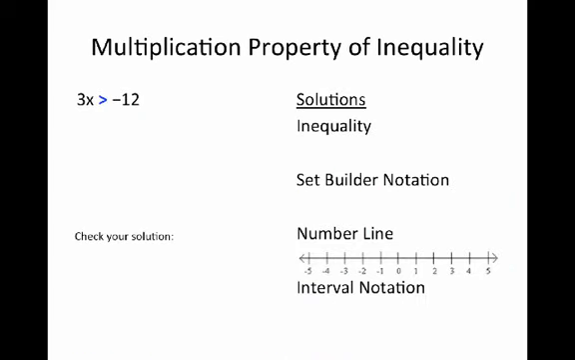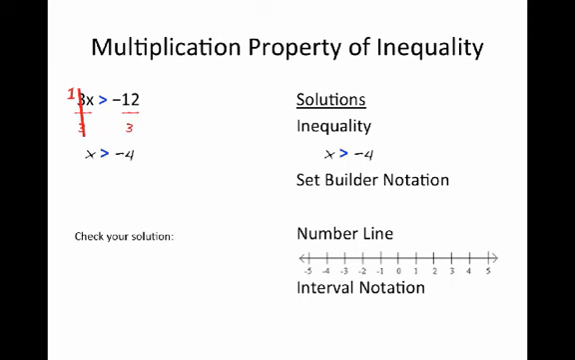Let's apply the multiplication property of inequality to solve some inequalities. I want to get x by itself, so I'm going to divide both sides by 3. 3 over 3 is 1, so on the left-hand side I've got x is greater than negative 12 divided by 3, which is negative 4. That's our solution written in inequality form, and notice I didn't flip the inequality because I divided by a positive number, not a negative number. X is greater than negative 4 is our solution written in inequality form.